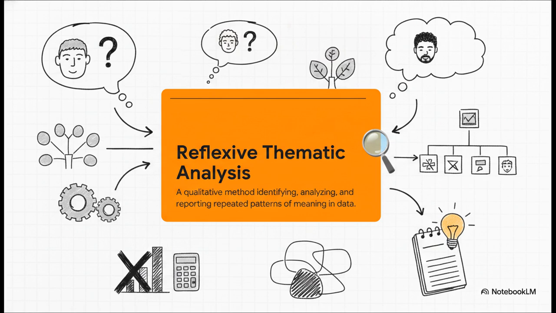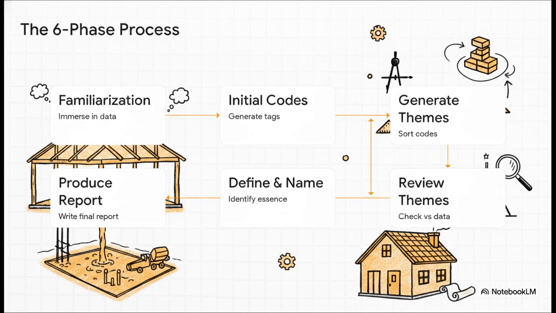Now, it's absolutely crucial not to confuse this with quantitative content analysis. We aren't just letting a computer count how many times a specific word was said. No way. RTA is an interpretive approach. It's all about uncovering the deep qualitative meaning behind what your participants are saying and doing, and doing so in a highly structured way. All right, here's the blueprint. The 6 phases are familiarization, generating initial codes, generating themes, reviewing themes, defining and naming themes, and producing the report.